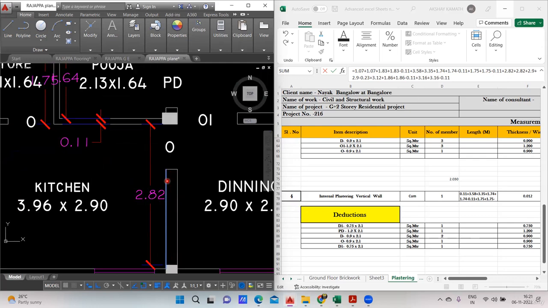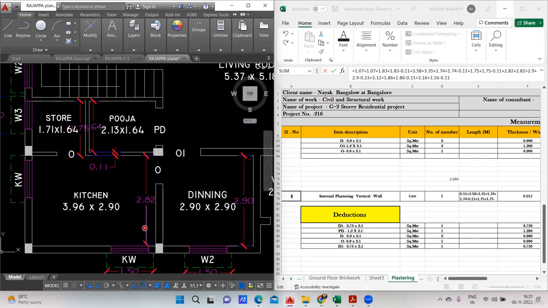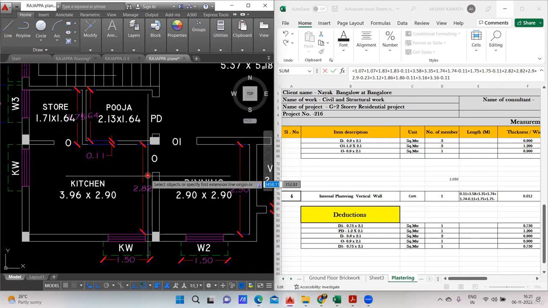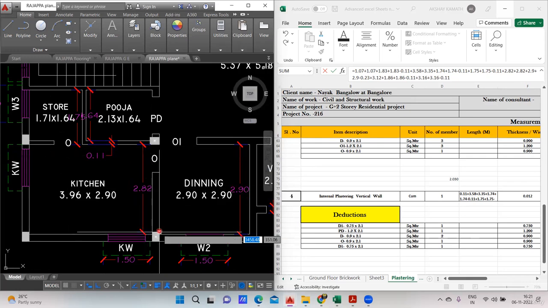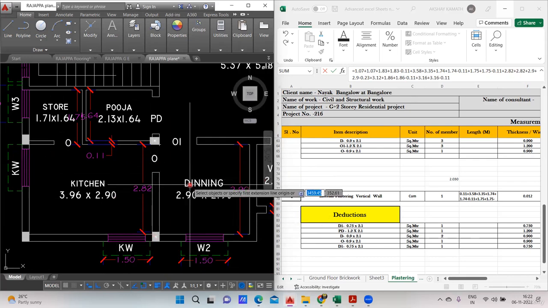Up to you. Now again, this is 2.82. This complete length is 2.82. So this side also will do the plastering. This side also will do the plastering. So again, 2.82 plus 2.82, 2 times I've written. Opening and all will deduct it later.